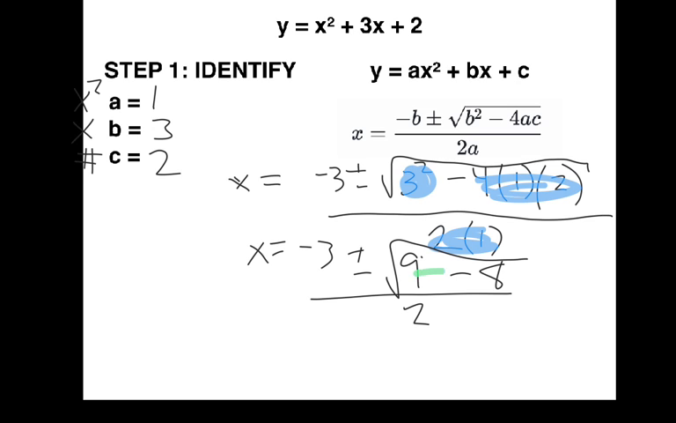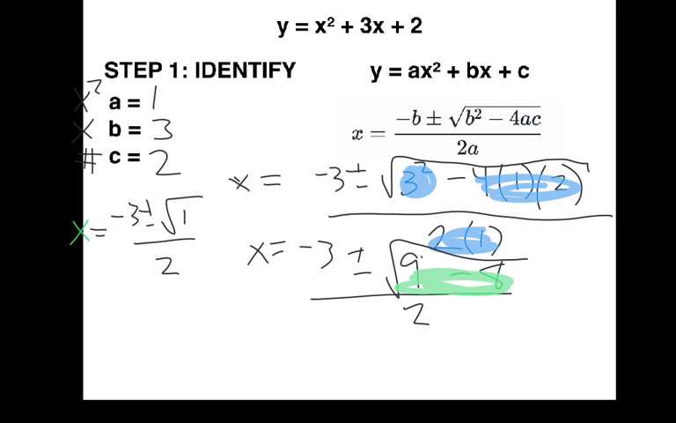Third step. We are going to subtract what's inside the radical. This might seem like a no-brainer, but it's something that is so important and delicate that we need to. I'm going to go over here. I get x equals -3 plus or minus the square root of 9 minus 8, which is 1. The whole thing's divided by 2.